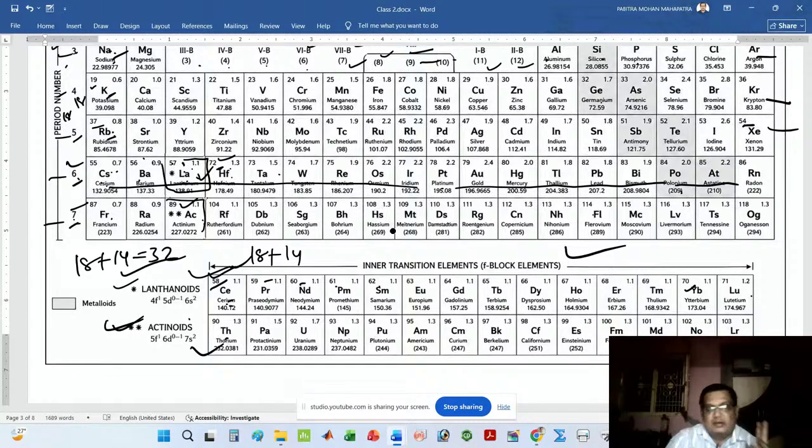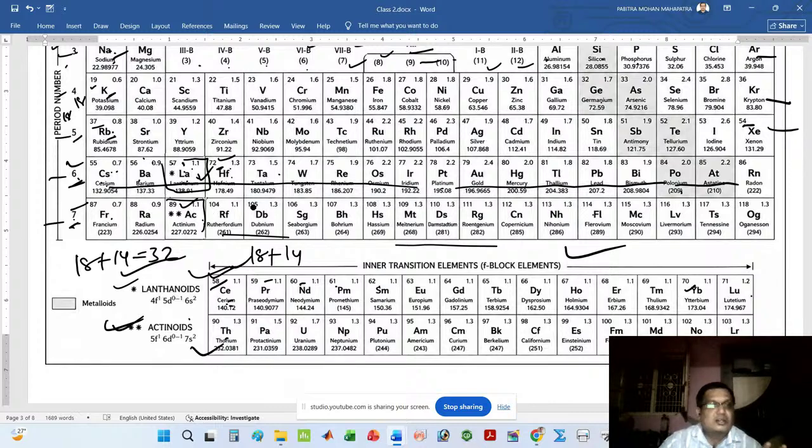So there are two options. Suppose a question asks which period is the longest period, then you can say both sixth and seventh period, because the new elements are already updated in the modern periodic table. But a few years ago, the seventh period elements were not presented in the modern periodic table, so the answer was the sixth period.